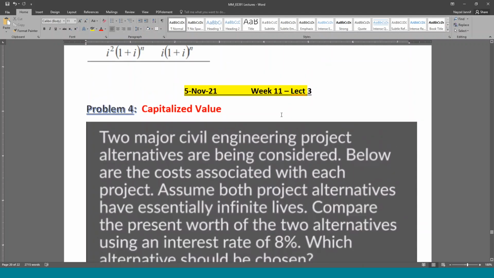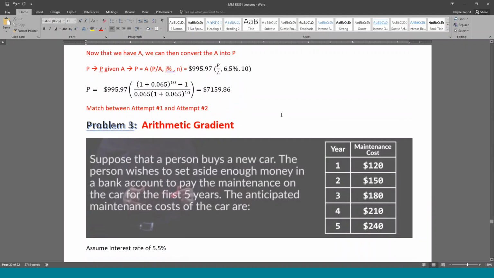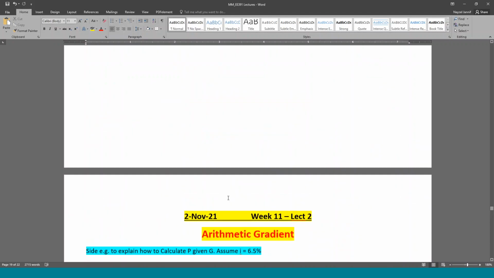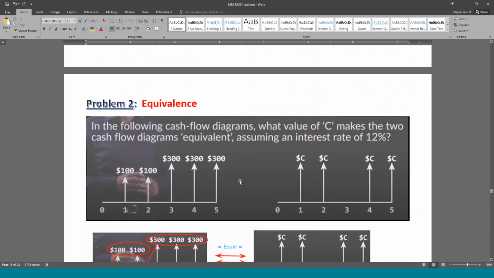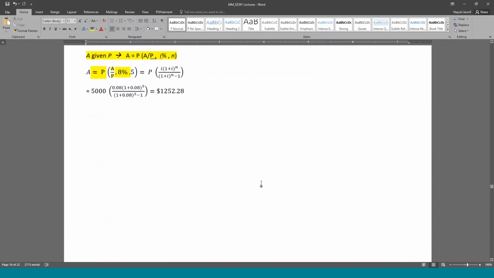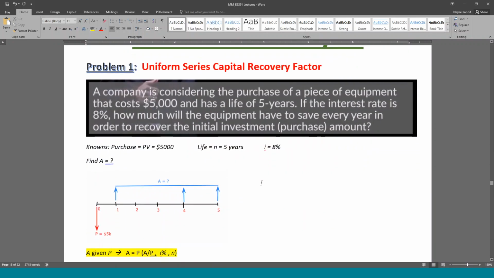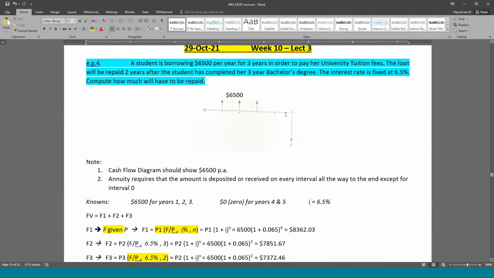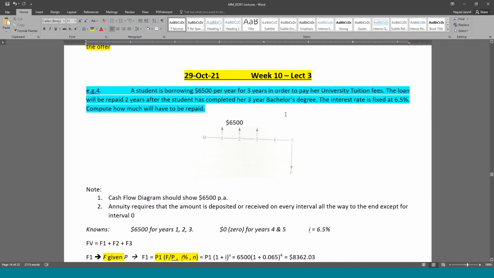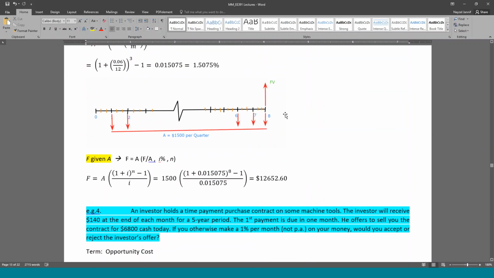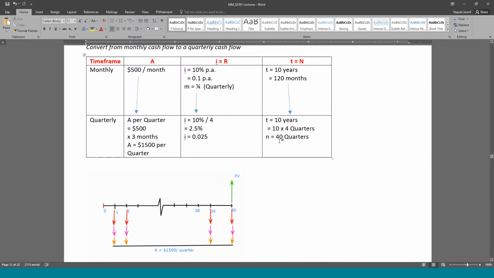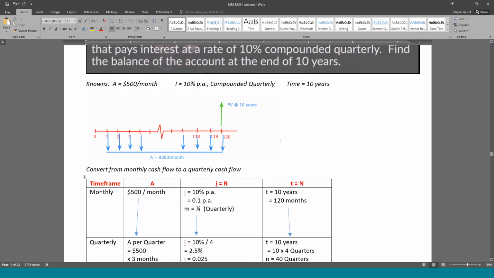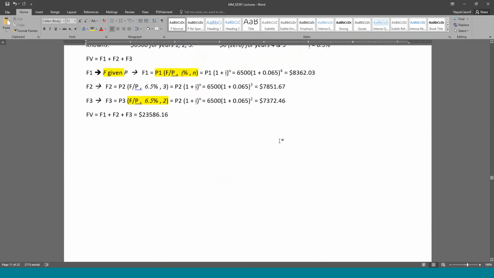You see, usually all our projects always had a timeline. Can you see in problem three, it said 5 years. In problem two, there were five intervals, 5 years. In problem one, there were 5 years. Well, not always five, but you get the point. There are always different values. There were 8 periods in this one. In problem seven over here, 10 years. There's always a timeline.